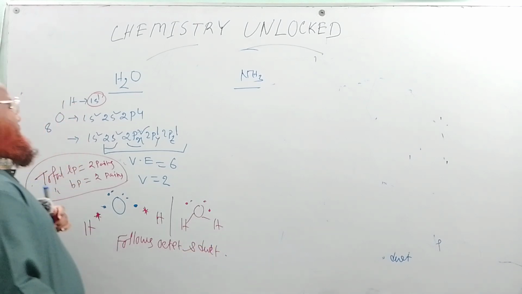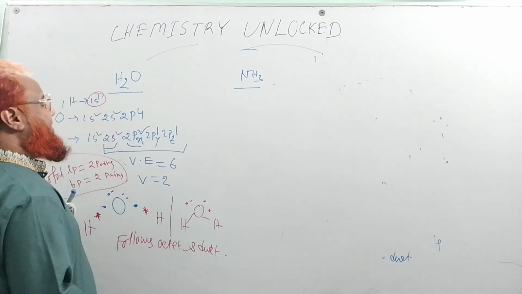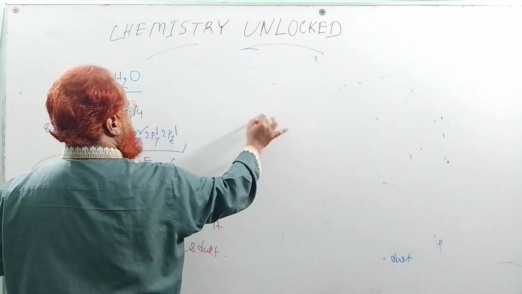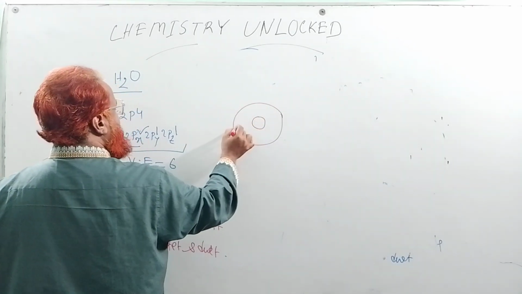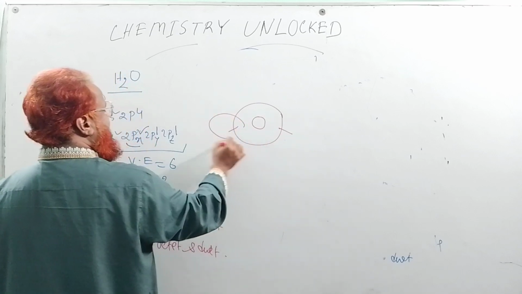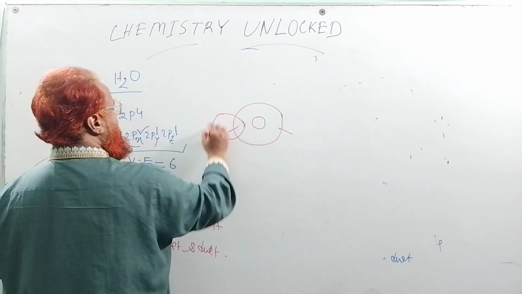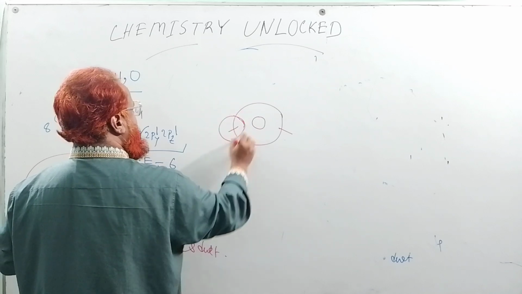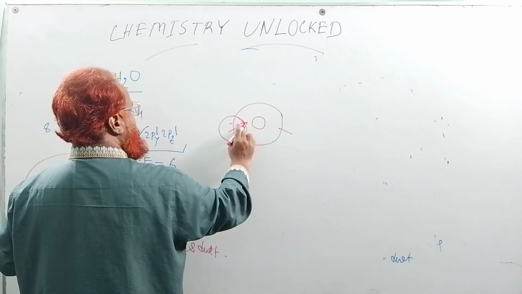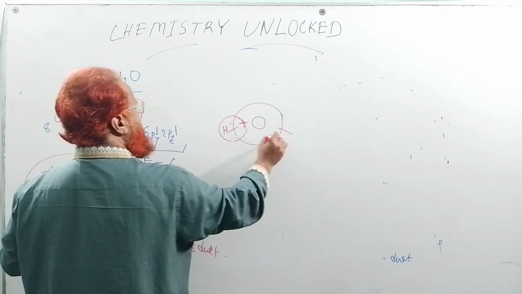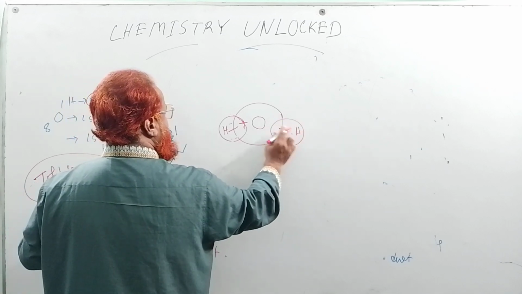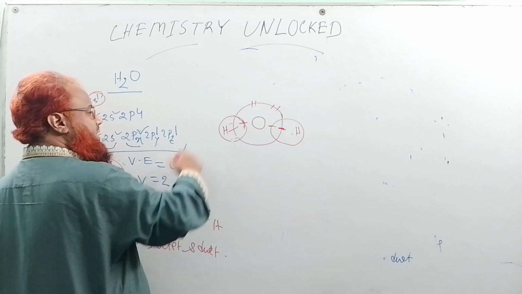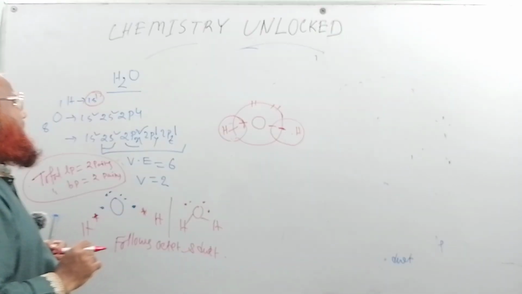Okay. Now we can draw the orbit diagram of your H2O. So oxygen's last orbit has 2 unpaired electrons, and they become paired with your hydrogen, like this. This is hydrogen and this is what? Hydrogen. Now these are the lone pairs. So this is the orbit diagram of your water molecule.